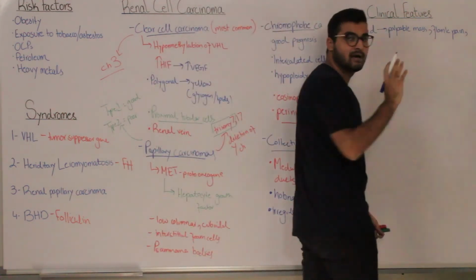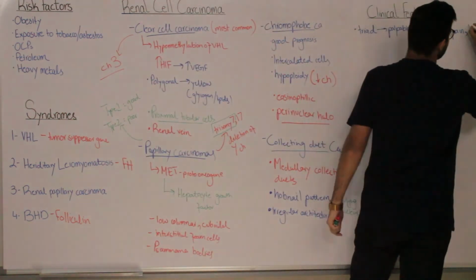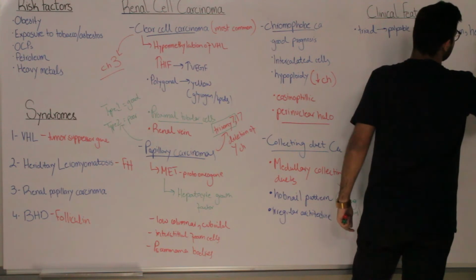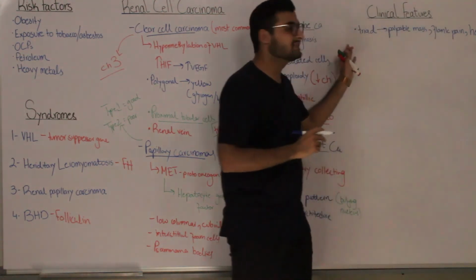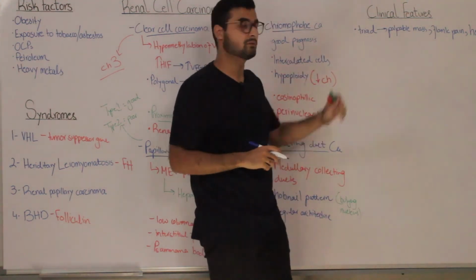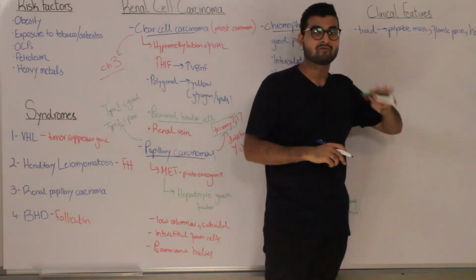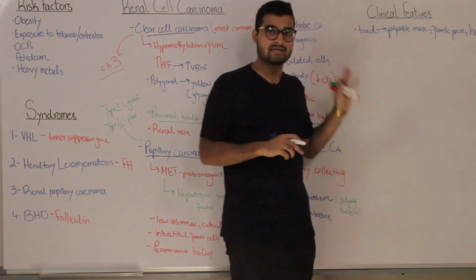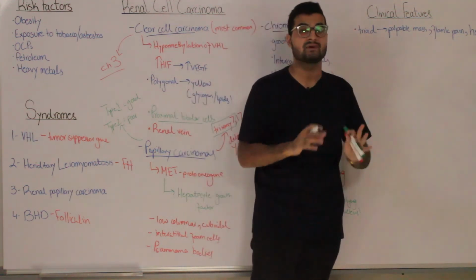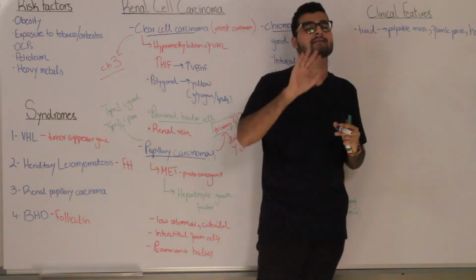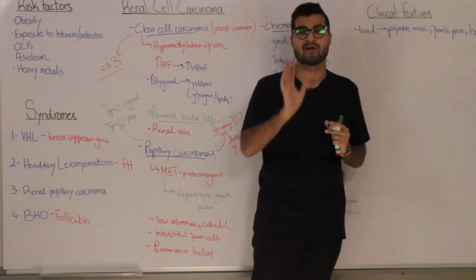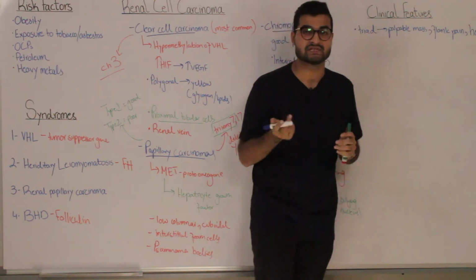Apart from palpable mass and flank pain, what would you have? You will also have hematuria. Hematuria is basically blood in urine. So this is basically the triad of renal cell carcinoma. It's not necessary that you have all of these things present, but yes, these three things can be present all together in a patient, and this is a sort of triad that you get to see.